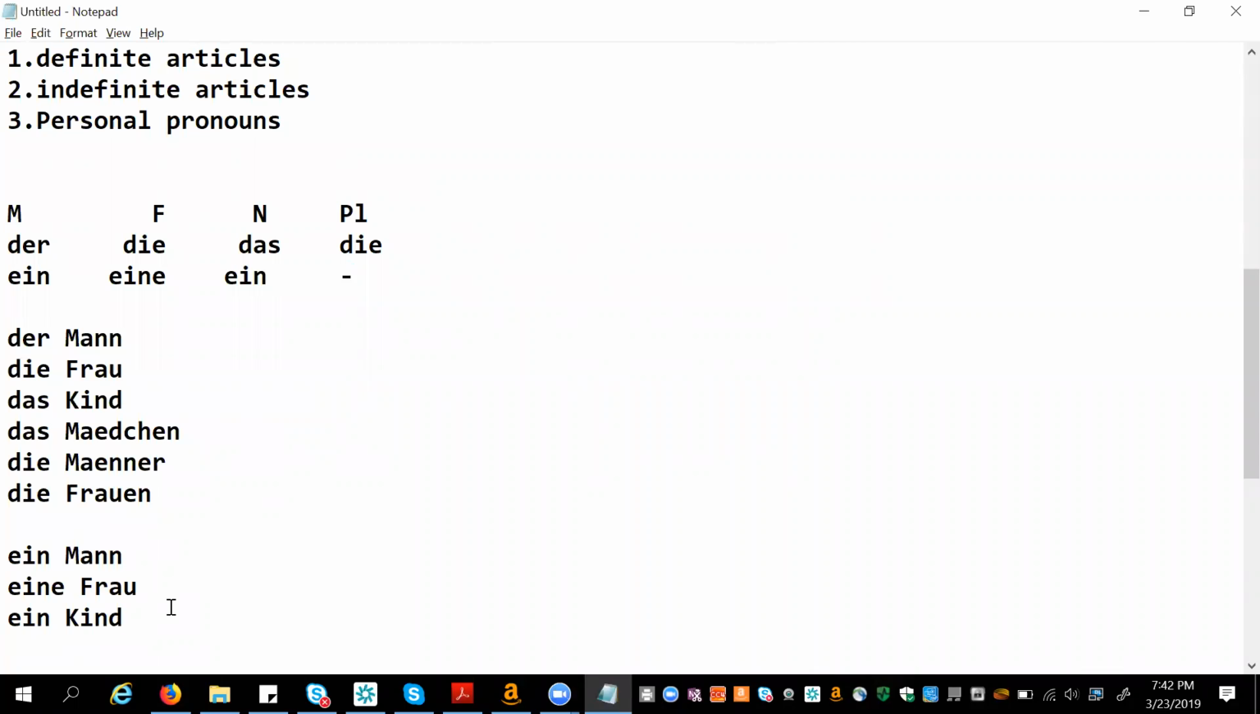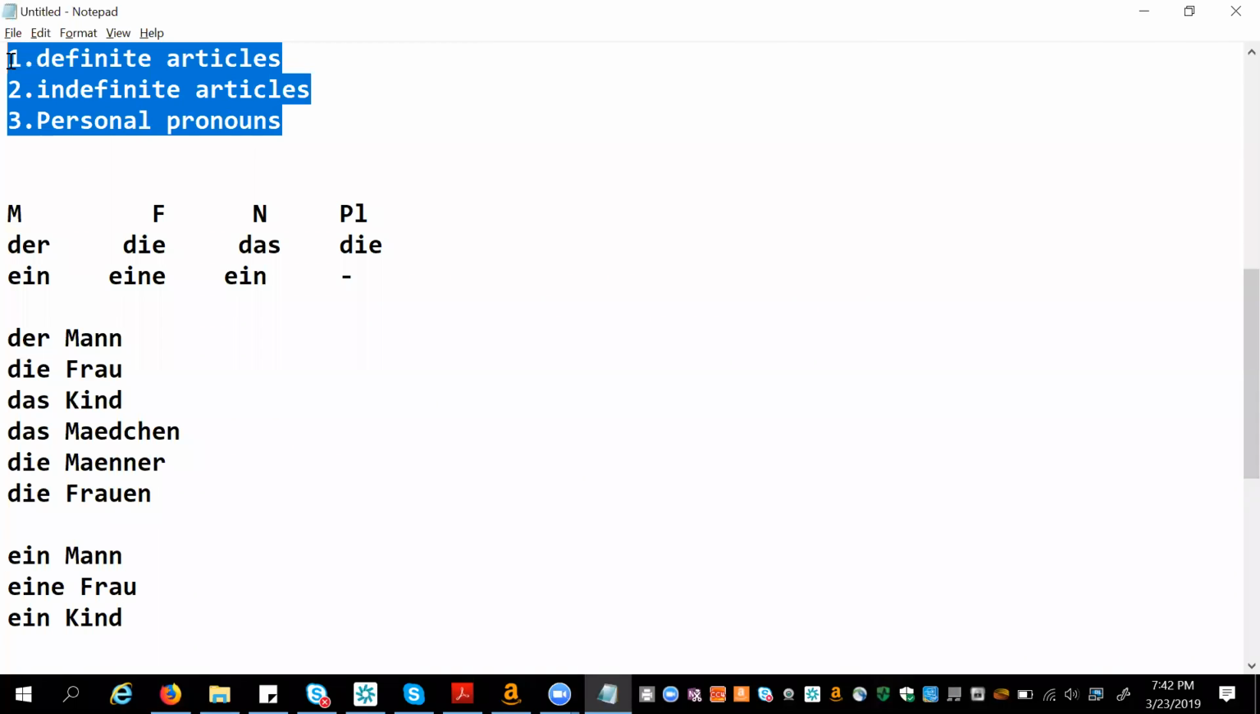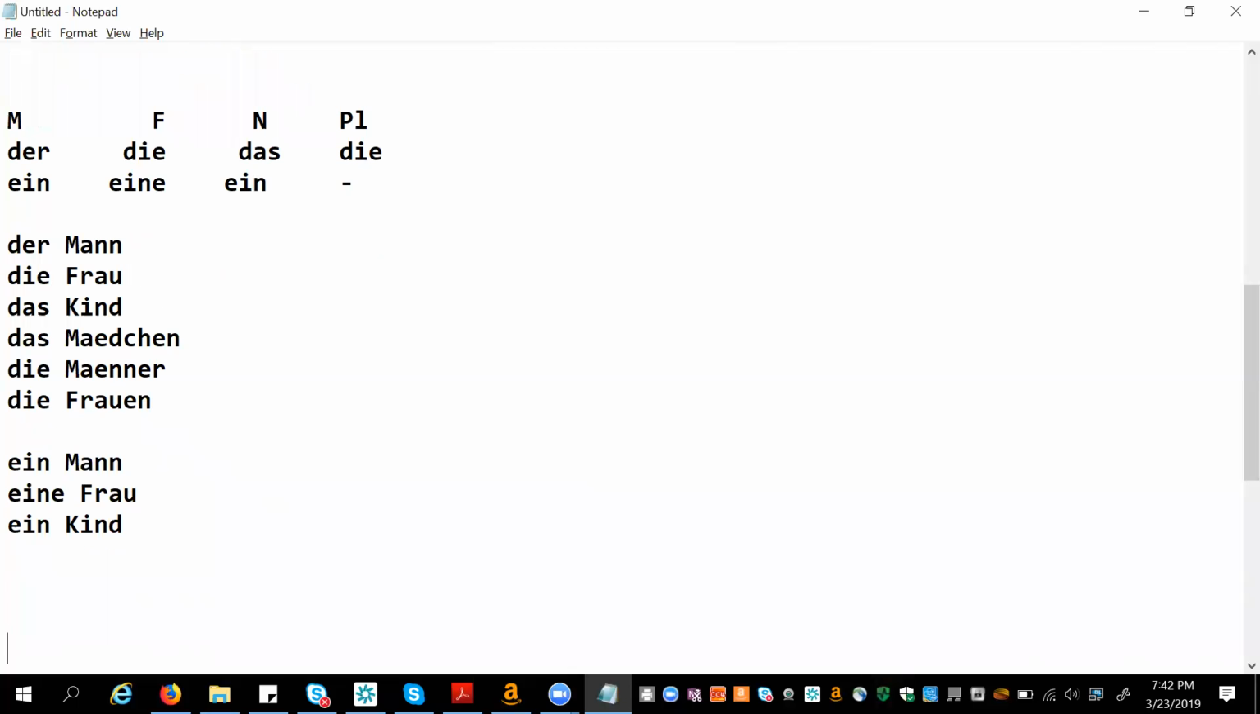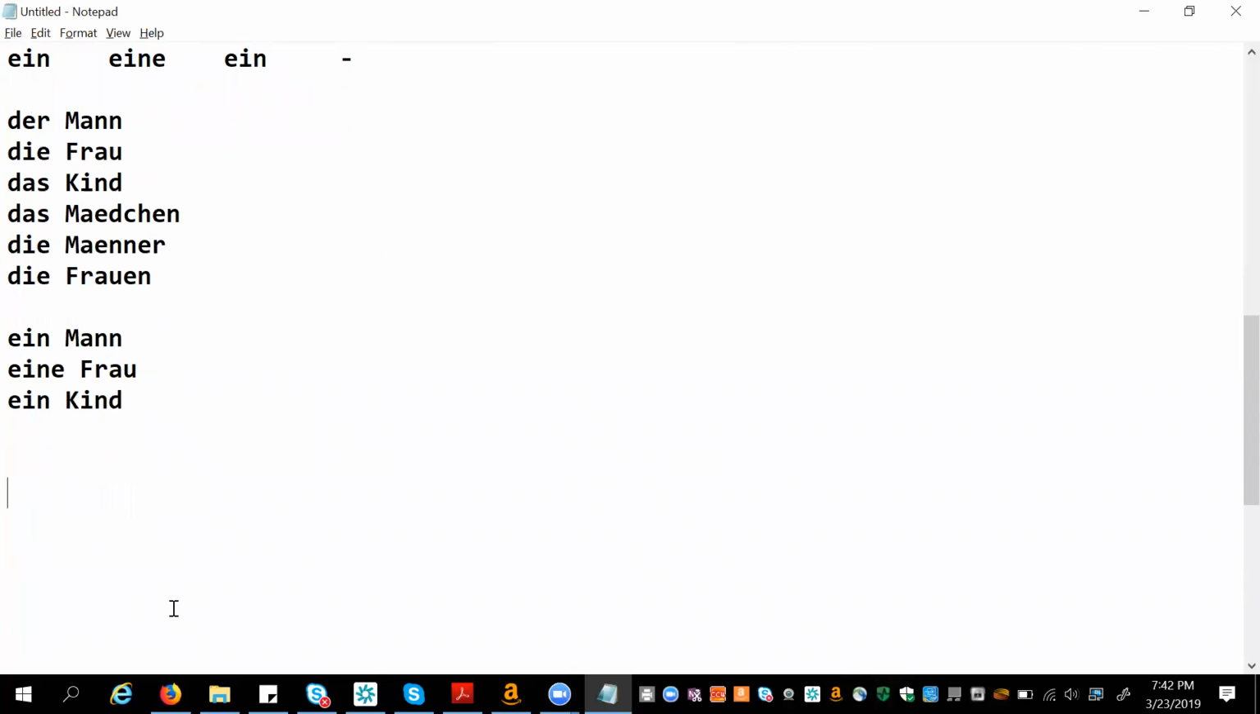So now you know what the nominative case is. Nominative case is the subject in a sentence. And in the nominative case, you need to remember these three parts: definite articles, indefinite articles, and personal pronouns. Now you know definite and indefinite articles. Now we are going to talk about the personal pronouns, the personal pronomen.